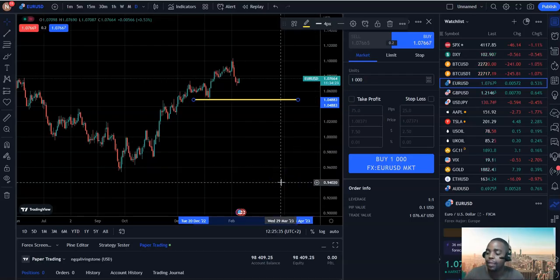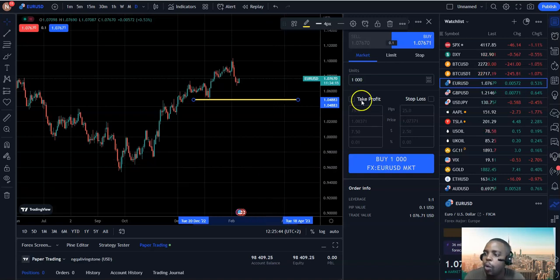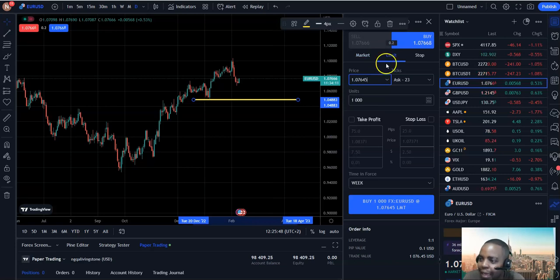It also applies the same technique on TradingView. They might have a different setup, but it's the same technique. Now let us start with the first one, the limit order here on TradingView. I want to start with the buy limit.